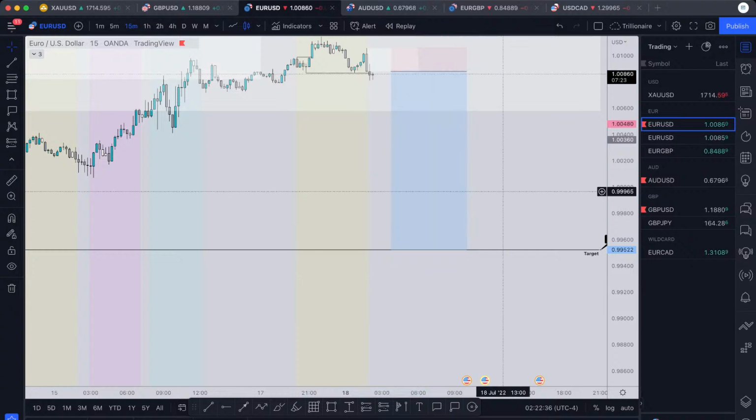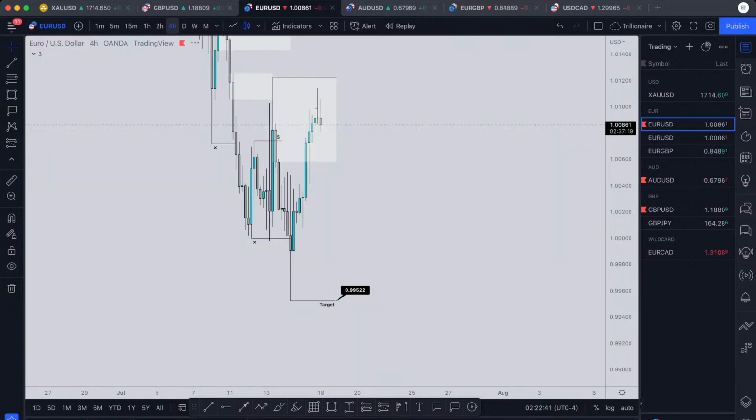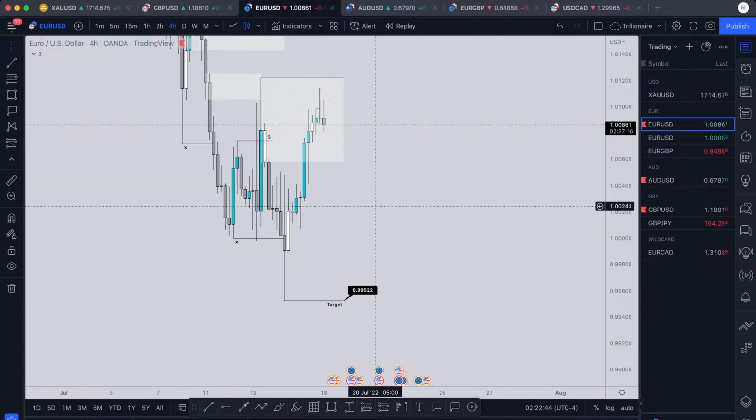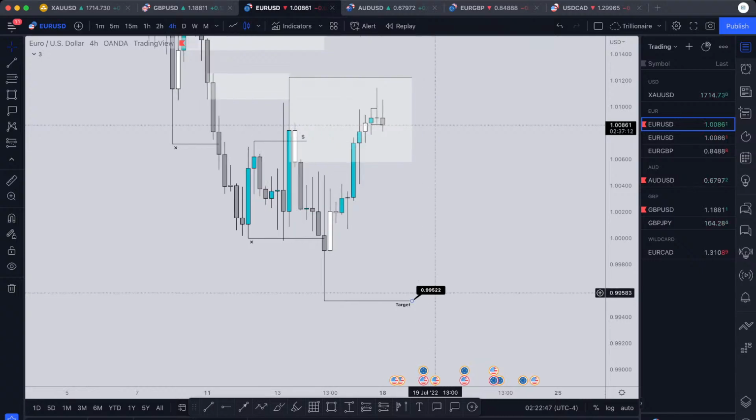My target's going to be based on my higher time frame, of course, right? So 0.99522. That's going to be where my target is, and then I'll be just looking for possible continuations if we can break this low here.